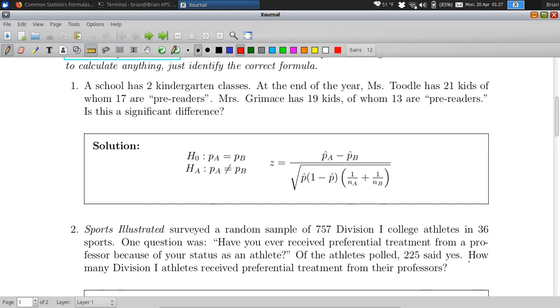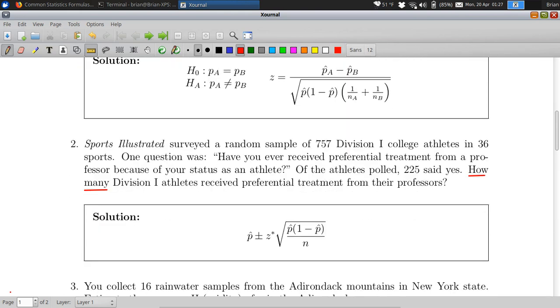So when you're asking how many, then should you do a hypothesis test or a confidence interval? Well, a hypothesis test answers a yes or no question. A confidence interval tells you how big something is. So we definitely want a confidence interval. And so there we go.